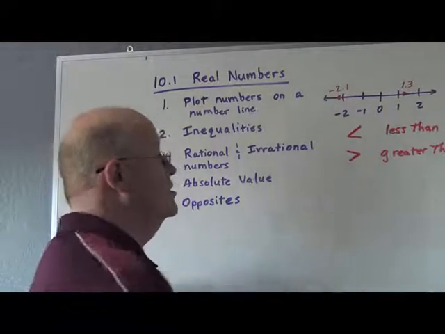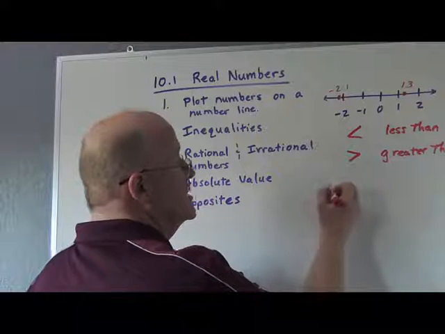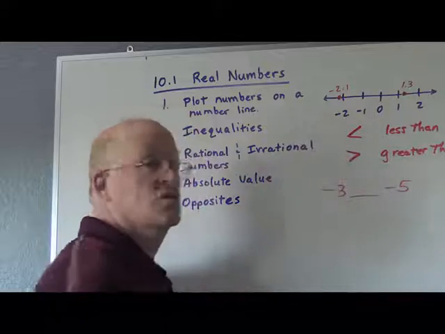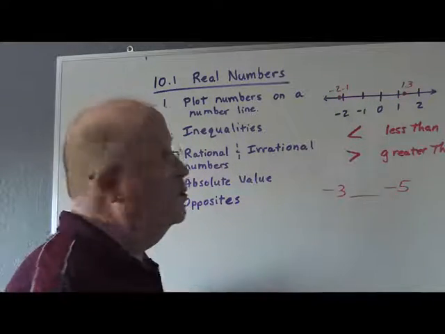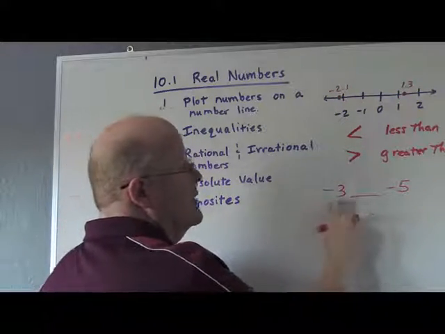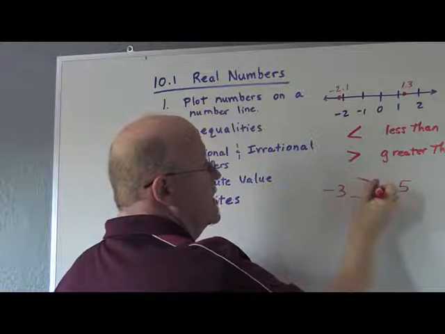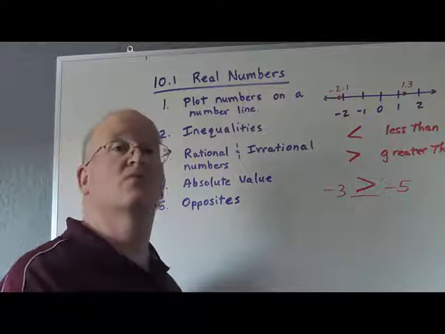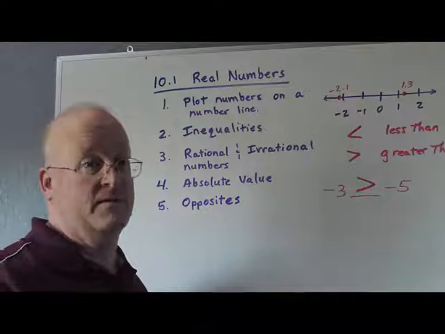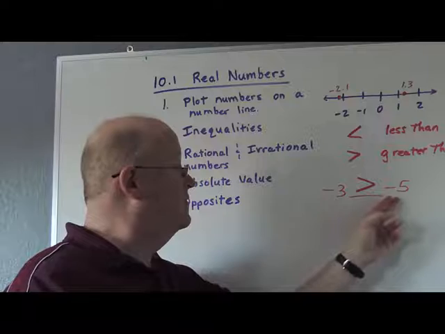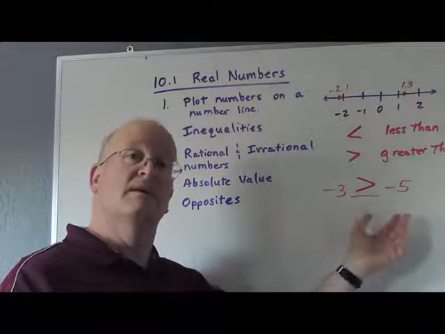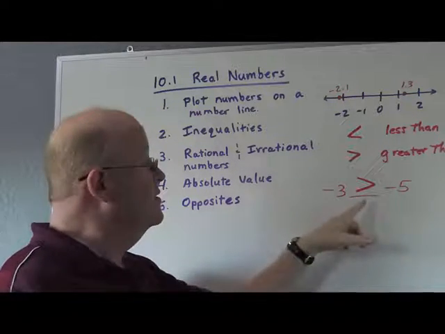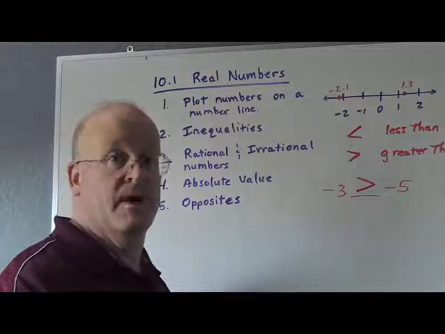So many people get used to the type of problem where we say, here's negative 3 and here's negative 5. Insert the proper inequality. Well, since negative 3 is bigger than negative 5, this would have the greater than symbol there, and we would read that negative 3 is greater than negative 5. Now, we understand that 5 is bigger than 3, but because the number line runs in the other direction for negative numbers, this would be the proper answer.